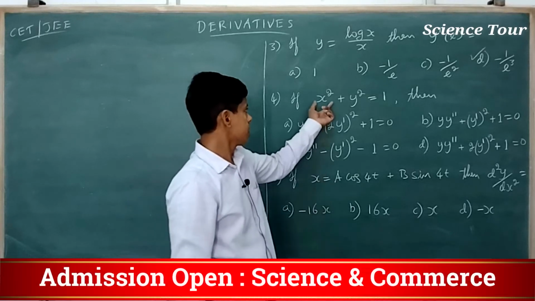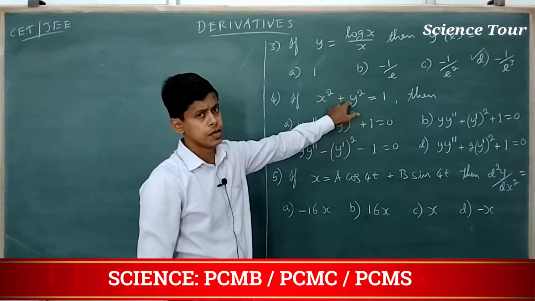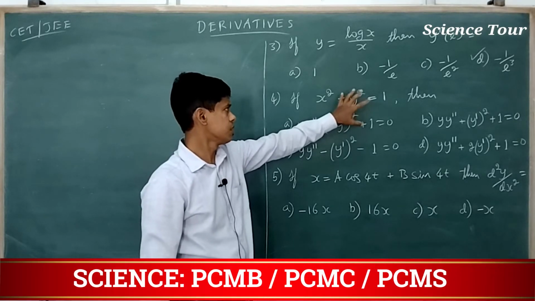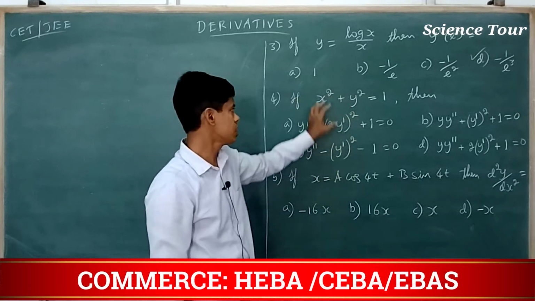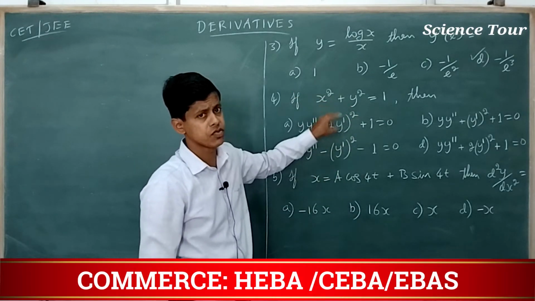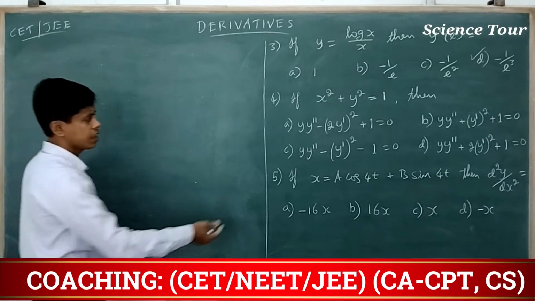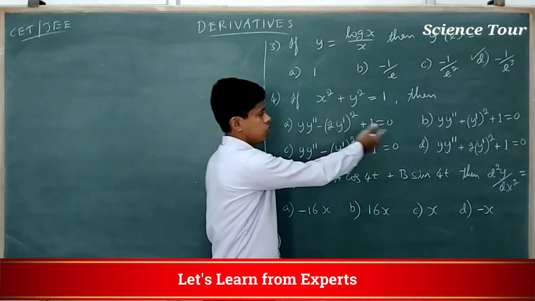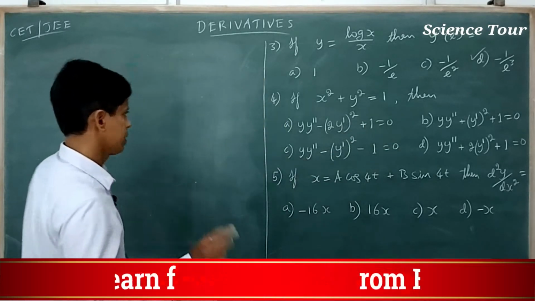Let's see, you have x square plus y square is equal to 1. You can write this equation in terms of y and then differentiate. Otherwise you can directly differentiate the implicit form. In both ways you will get the answer. You have to rearrange later. You have y double dash and y dash in all the equations. Alright, so let's begin.